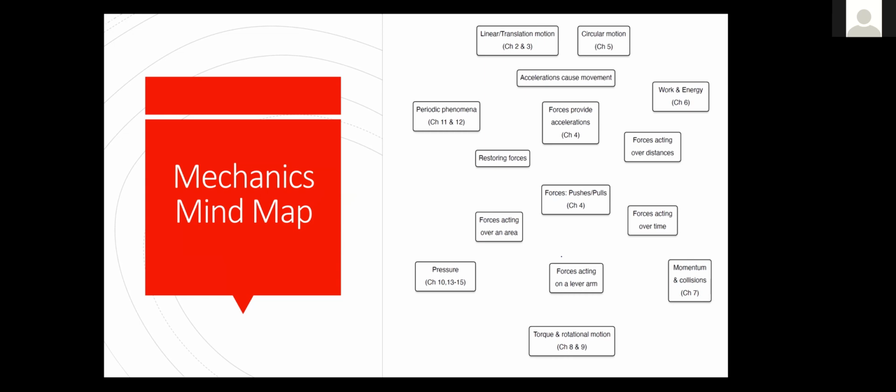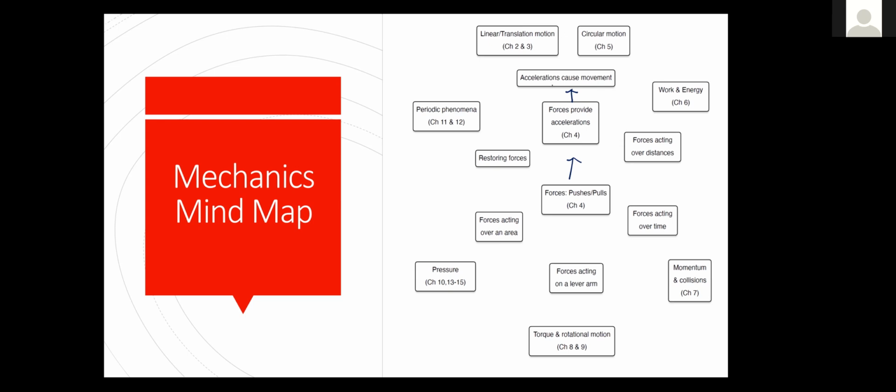The final thing I want to show here is what we refer to as a form of a concept map, which I'm referring to as the mechanics mind map. This basically just shows how the various topics we're going to discuss in this course are related to each other. So when we talk about forces in general, we're referring to pushes and pulls, and that's what we're going to cover in chapter 4 in the textbook. And so forces are generally described as pushes or pulls that cause acceleration. We need force to provide the acceleration, and then this acceleration in turn causes motion or leads to motion.